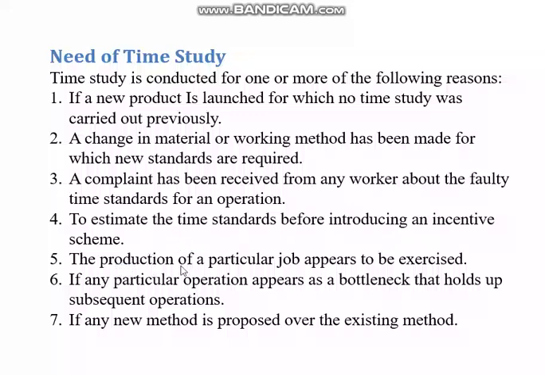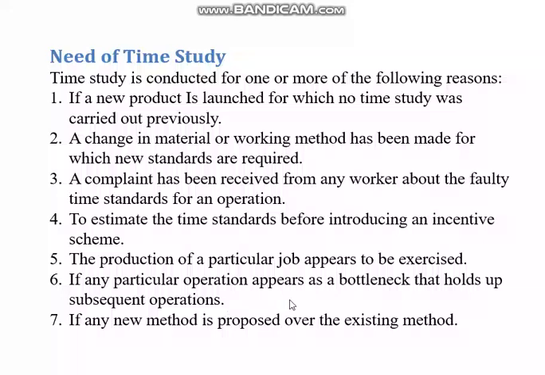Then the fifth reason is, the production of a particular job appears to be exercised. I don't know, I am not able to understand the right meaning of this. Maybe they want to say that the production of a particular job appears to be faulty or not correct, then you may need to do it. And the sixth reason: if any particular operation appears as a bottleneck that holds up subsequent operations.